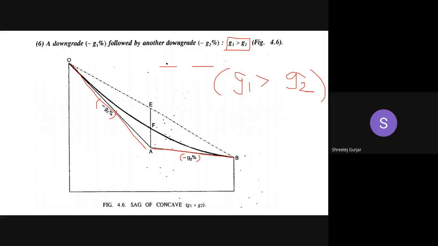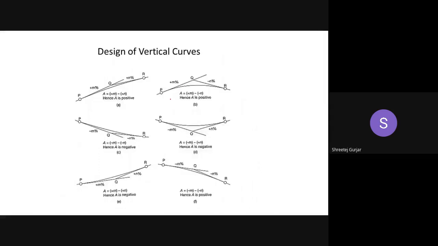Okay, so to join these two grades, we provide a vertical curve starting from O, passing through F, and ending at point B. Okay, so these are the 6 types of vertical curves which you have to remember. So how can you remember this?